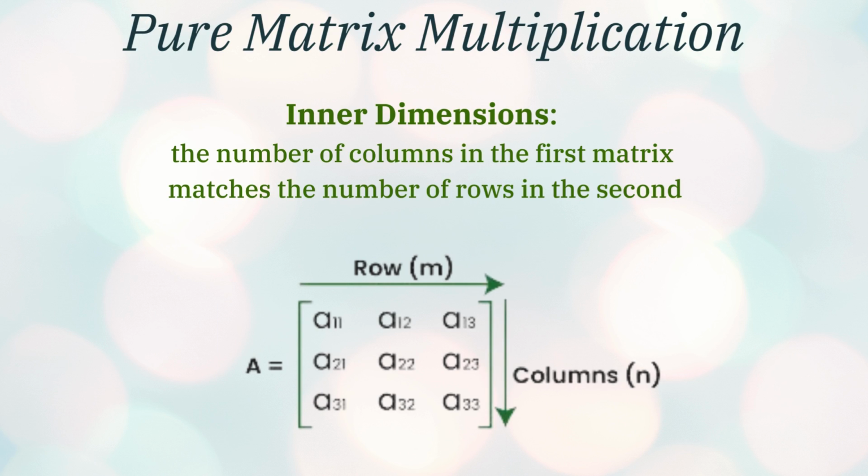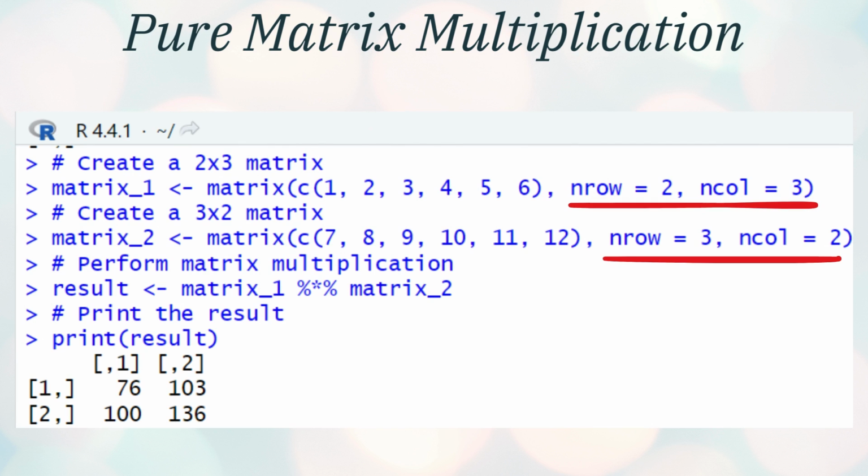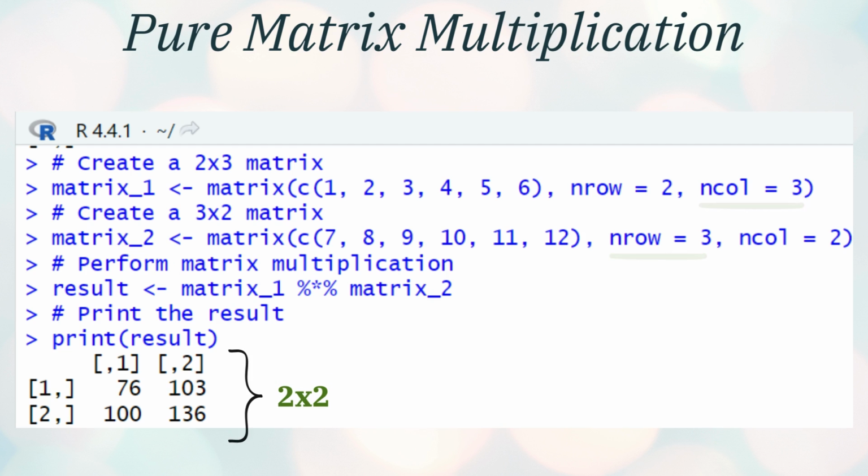Pure matrix multiplication. Now let's perform pure matrix multiplication. Unlike element-wise operations, matrix multiplication requires that the number of columns in the first matrix matches the number of rows in the second. This is called matching inner dimensions. In this example, we have a 2 by 3 matrix and another 3 by 2 matrix. The inner dimensions, 3 from matrix 1 and 3 from matrix 2, match, allowing the multiplication. The result is a 2 by 2 matrix.